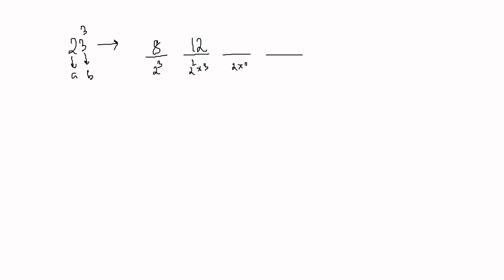Next step is ab square. Ab square is 2 into 3 square, that is 18. And the last step will be b cube. B cube is 3 cubed, that is 27.